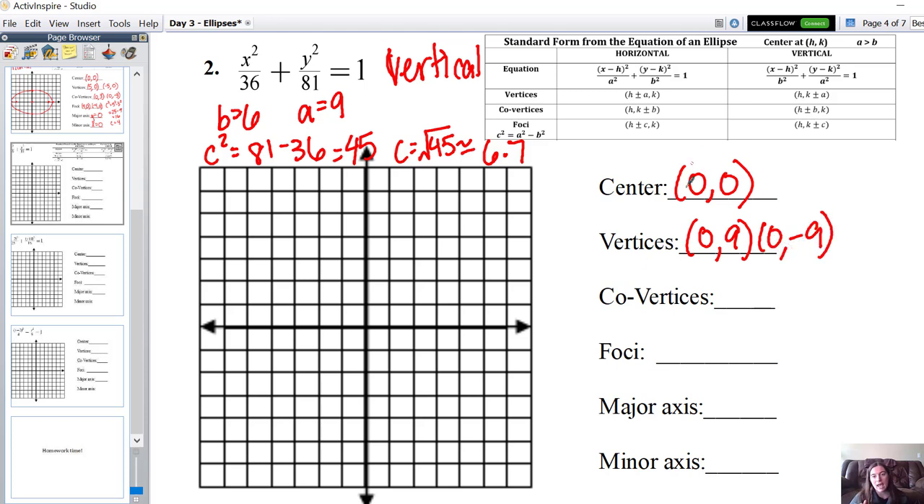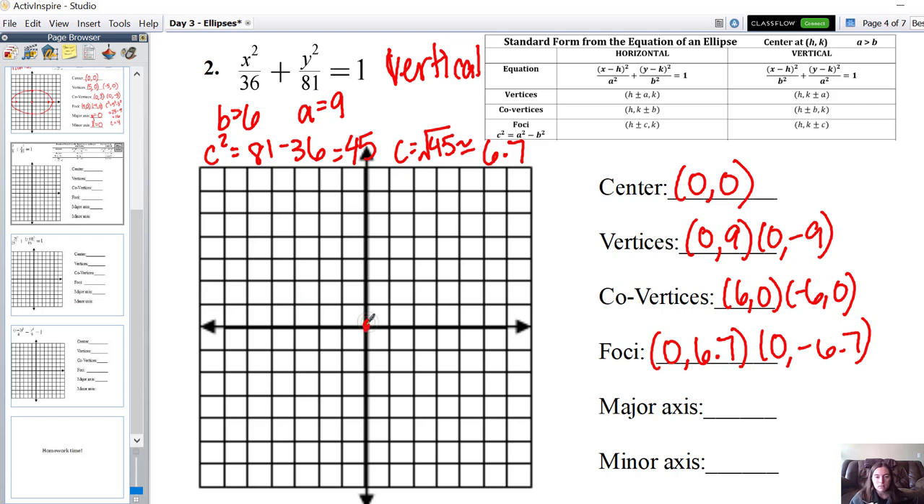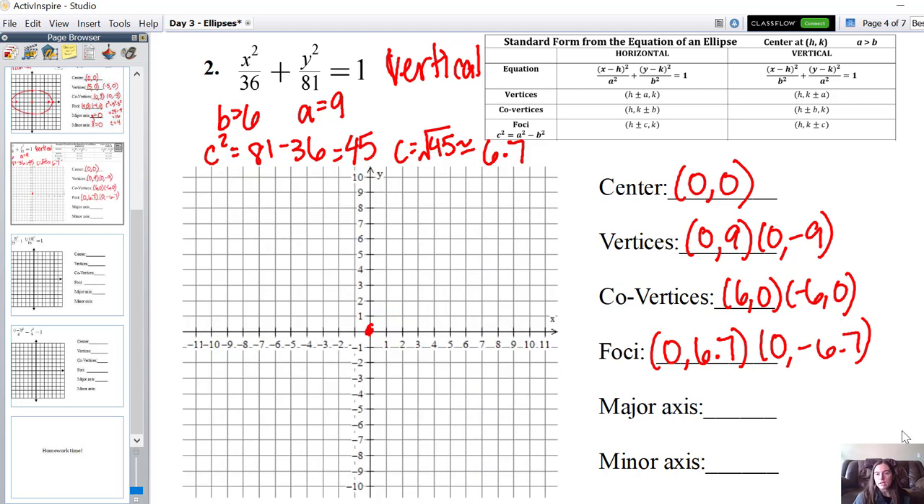Then for the co-vertices, the x value is what's changing, and we're going to use b. So we have 6, 0, and negative 6, 0. Then for the foci, since it's vertical, the y value is what's changing. So the x value is still 0, and we're adding 6.7 as well as subtracting 6.7. So now I'm going to go ahead and plot these. As you can see, I made a little switch in the graph just to make sure everything fit. So our vertices are at 0, 9, and 0, negative 9, and I'm going to keep on graphing.